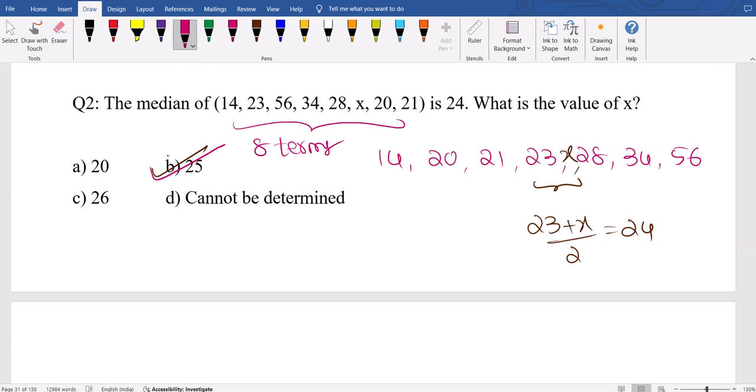Why only there, sir? If we keep it any other place, then 23 and 28 will be the center. 23 plus 28 divided by 2, 51 divided by 2, is 25.5. But median is 24, already given. So x may take some place between 23 and 28. If x is somewhere here, 21 plus 23 divided by 2 will be 22. So we need x in this place only, then only 24 will be possible. That too, x value should be 25. Don't say cannot be determined, you can do.